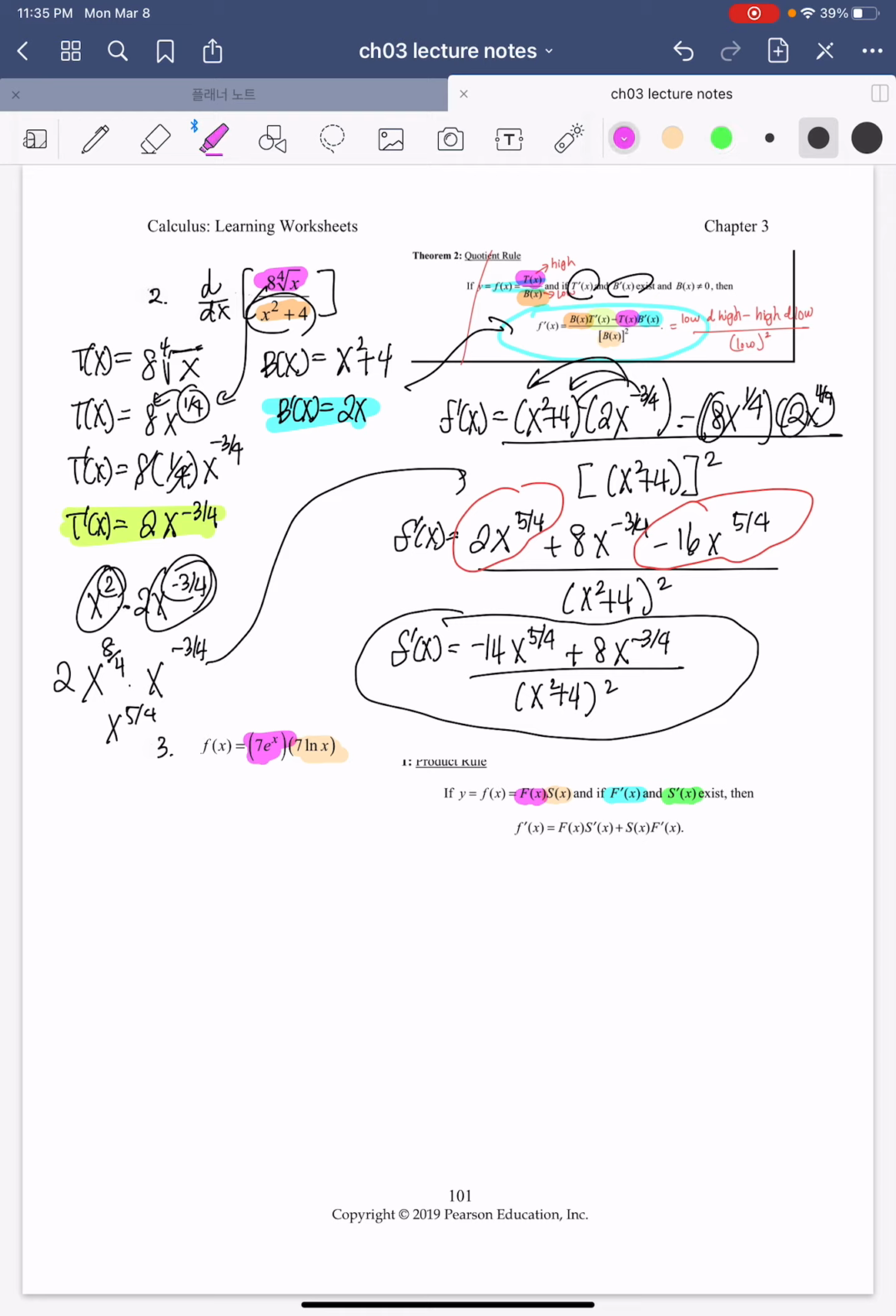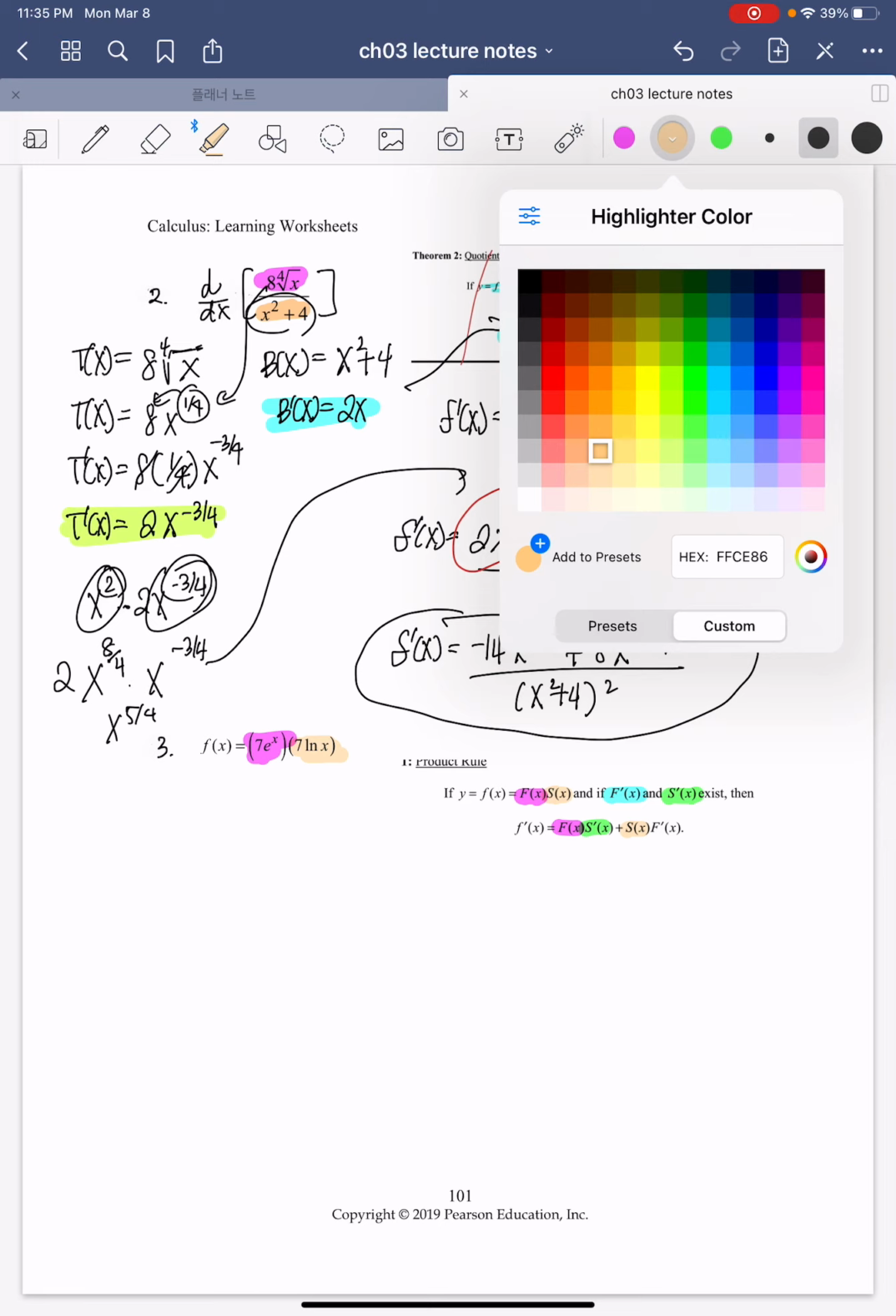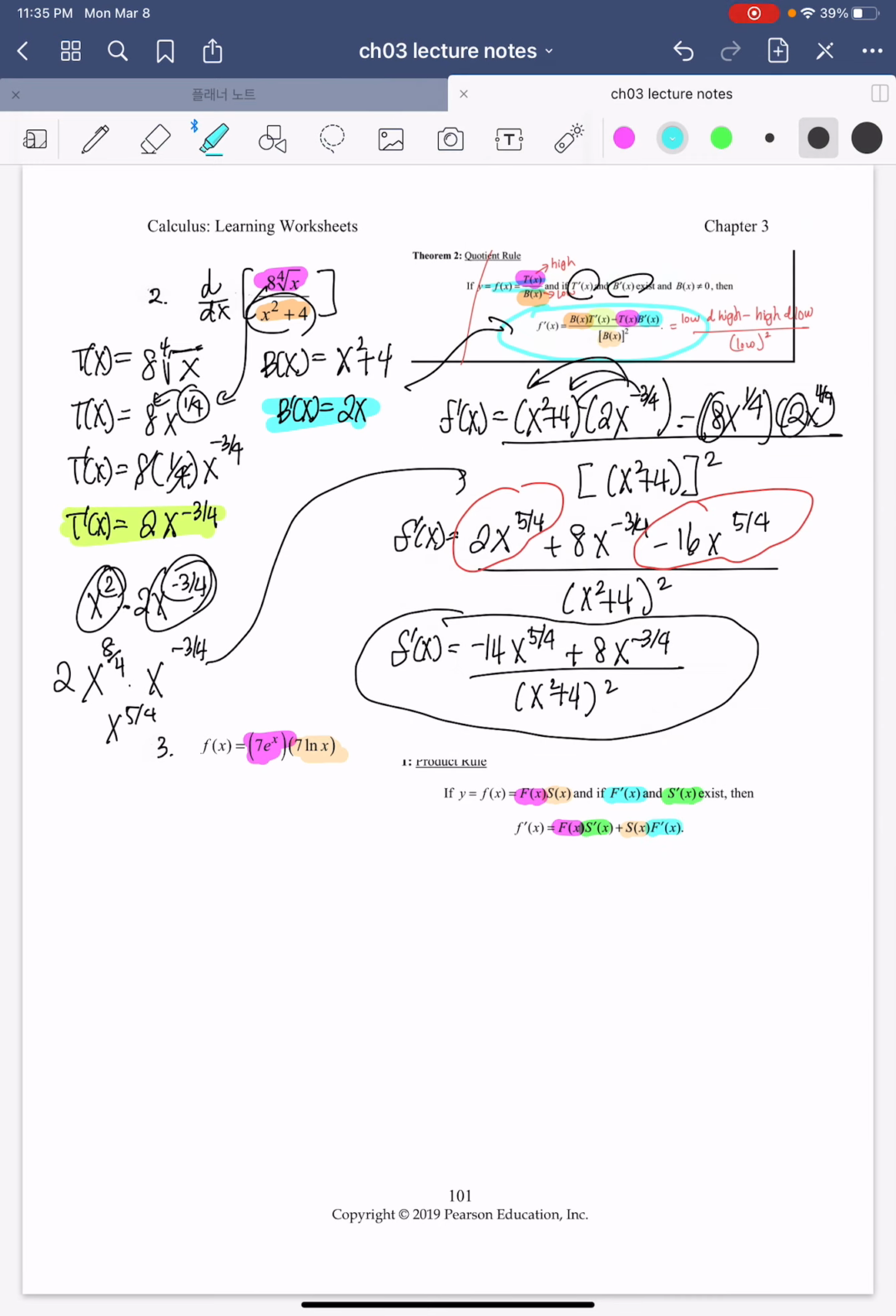And then we start color coding: pink term, then green term for s prime, orange, add orange term times blue term. Okay, so let's write it here. My f of x is my pink term, 7e to the x. s of x is 7 ln x.